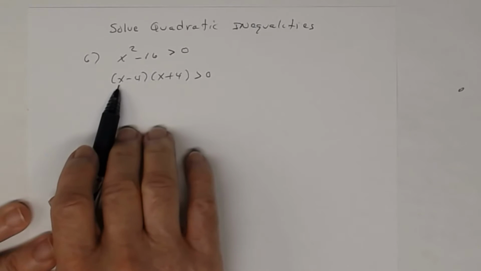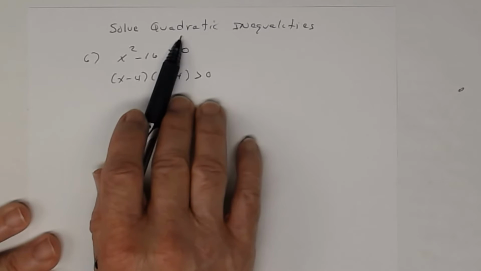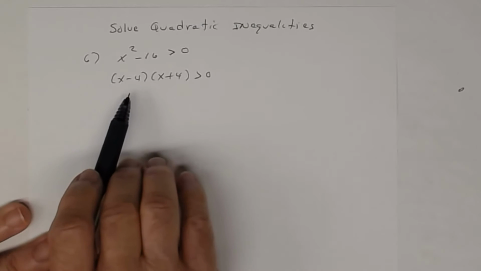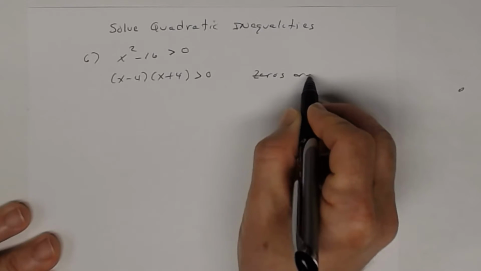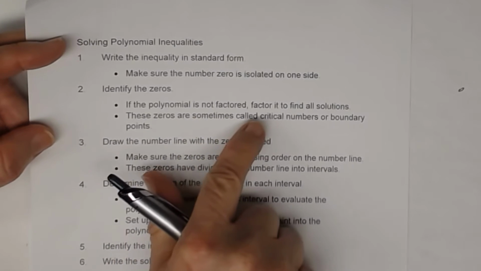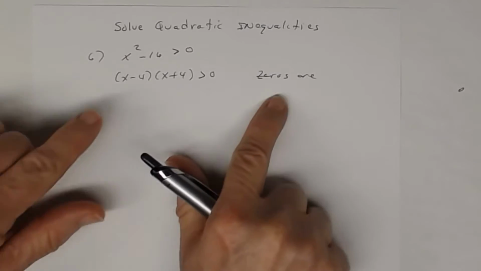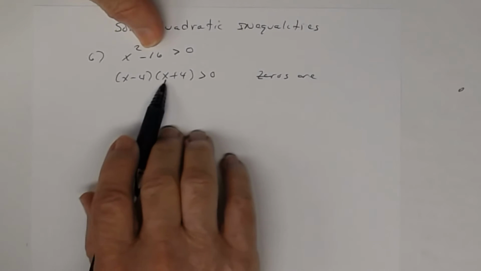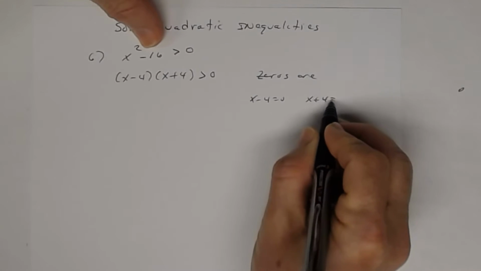It is so much easier to solve a quadratic inequality or a polynomial inequality if you factored it, or if you found the zeros, and that's the next step. So now the next step is to find the zeros. Remember, those zeros are sometimes called critical numbers or boundary points. So let's find our critical numbers. To do that, we're going to set each of those factors, and there are 2 of them here, equal to 0. So x minus 4 equals 0, x plus 4 equals 0.